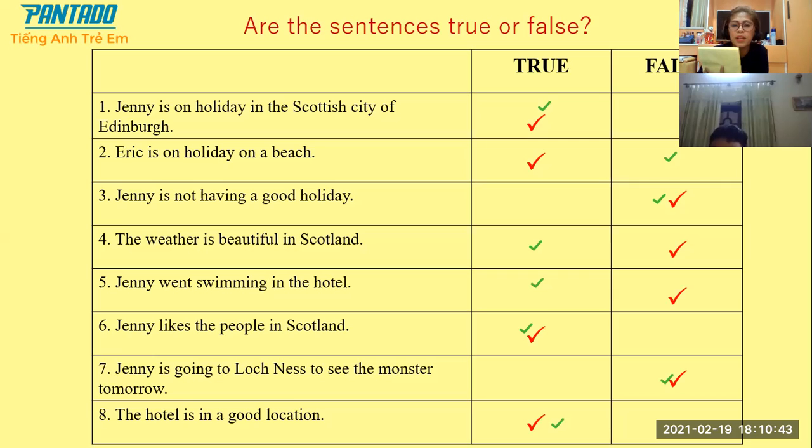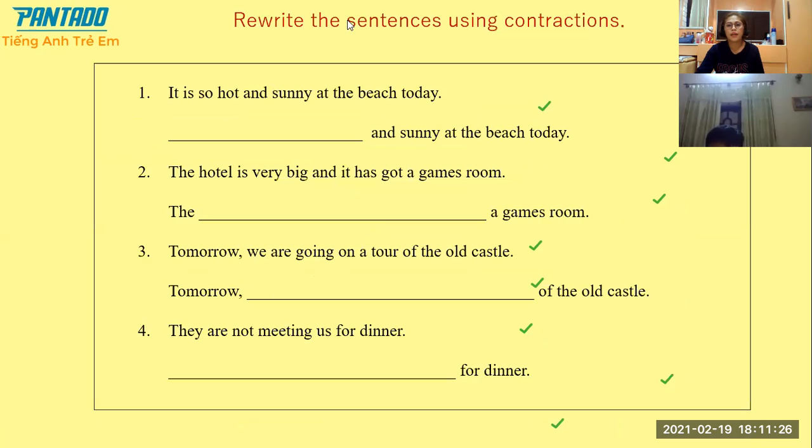Yes, true. Let me see how many are correct. 1, 2, 3, 4, 5. Okay, you've got 5/8. Let us see how many scores you got. Okay, 5/8. I will list it down here. You've got 5. 5/8. Next, look at this one.